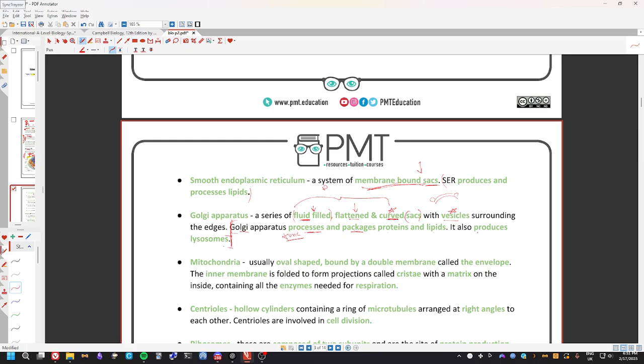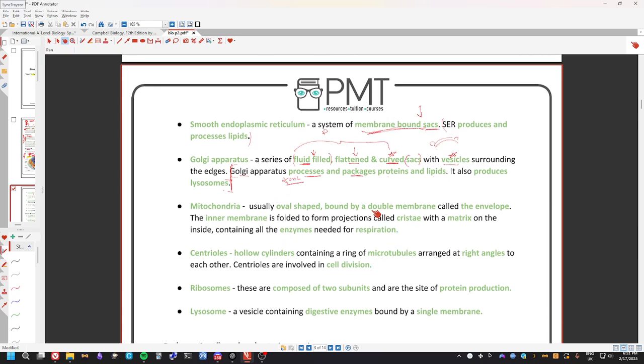Okay, and it also produces lysosomes, which we'll learn about later.